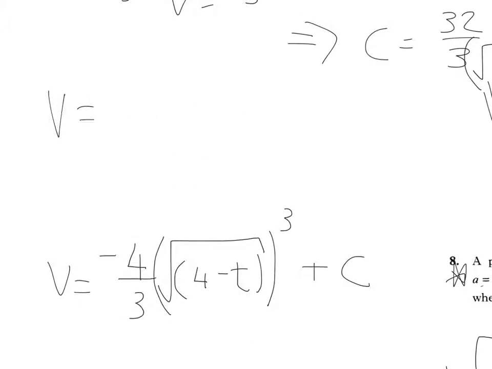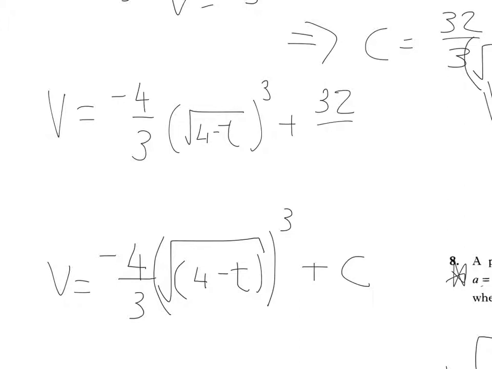Final answer is given then by minus 4/3 bracket 4 minus t all cubed plus 32/3.